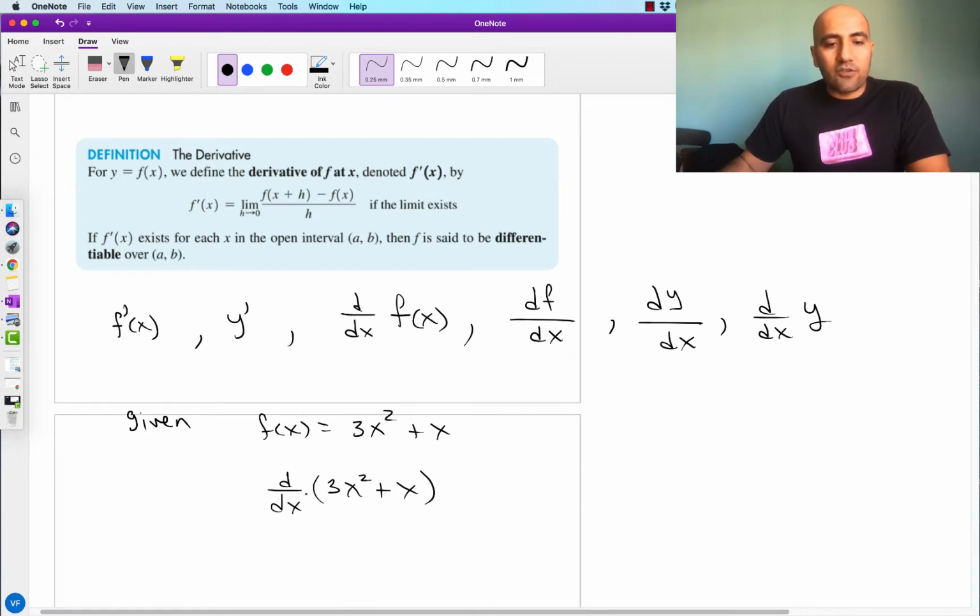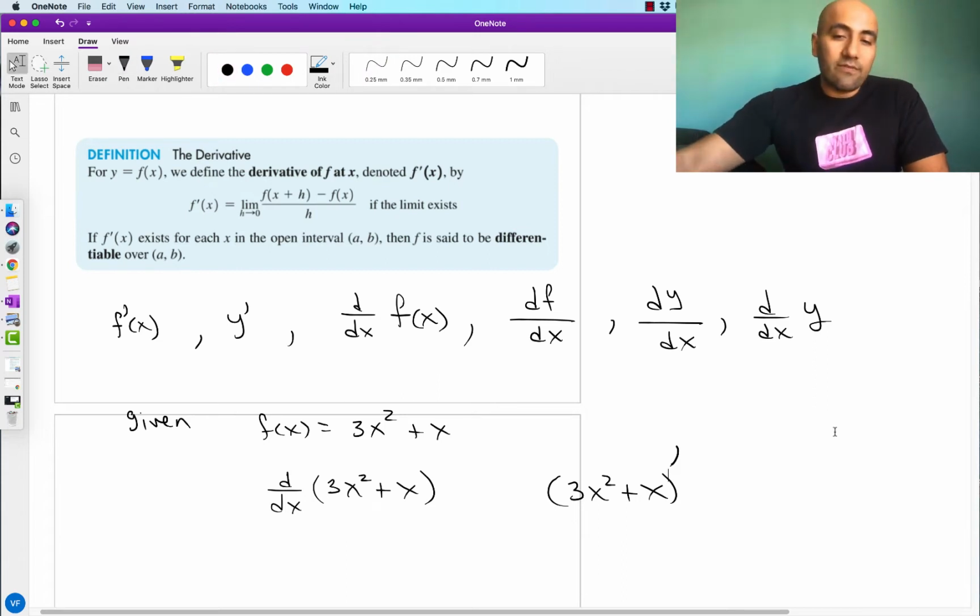Where this is the function. So the d dx in front of this is letting me know that I'm interested in the derivative of this function. Another slightly less popular way of describing derivatives is also to use that little tick mark, but apply it to the entire function. So you might see this 3x squared plus x with a little tick mark like that, indicating that we want to find the derivative of this.